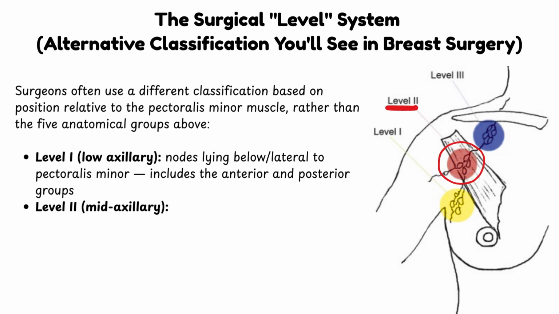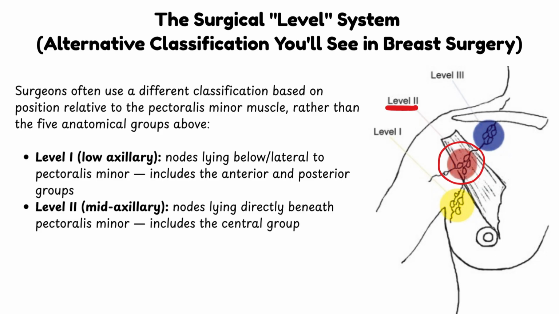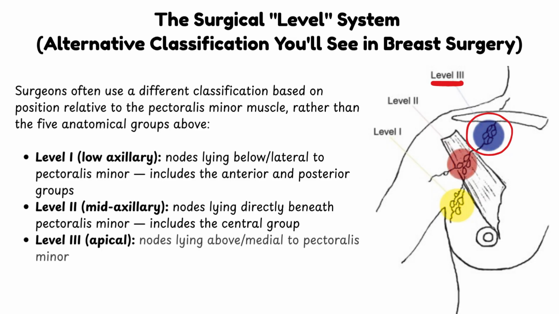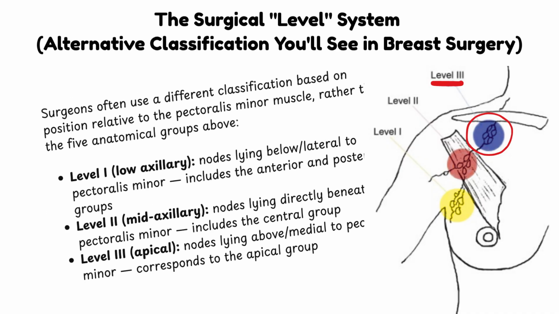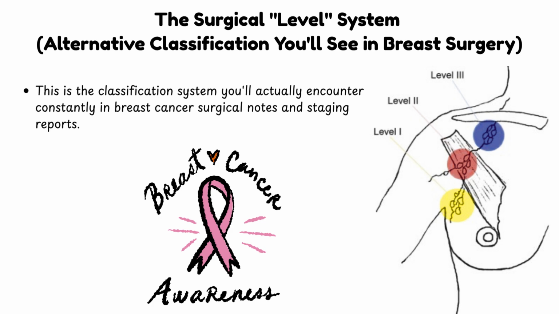Level 2, the mid-axillary nodes. These are nodes lying directly beneath pectoralis minor. It includes the central group of lymph nodes. Level 3, the apical nodes. These are nodes lying above or medial to pectoralis minor. It corresponds to the apical group of lymph nodes. This is the classification system you'll actually encounter constantly in breast cancer surgical notes and staging reports.